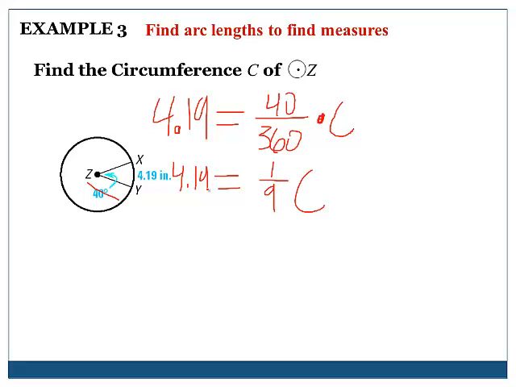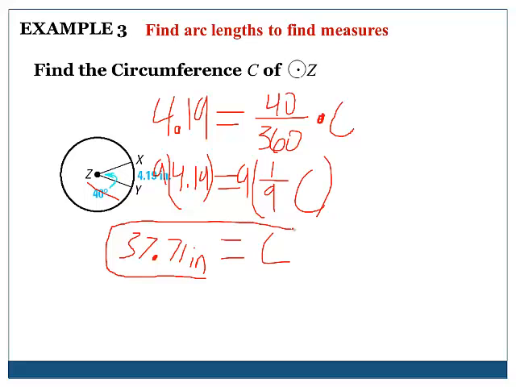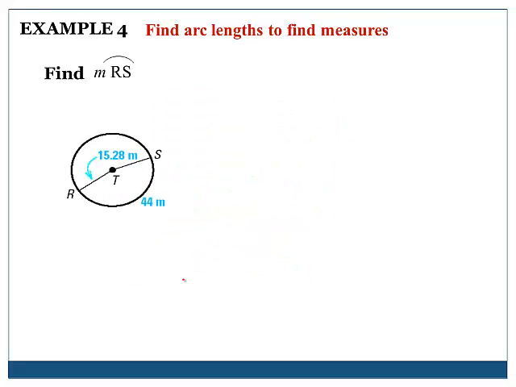Multiply each side by 9. And when we multiply, we should get circumference is equal to 37.71 inches. Remember, this is a measurement, so this should be in inches. And that'll give us a circumference of our circle.